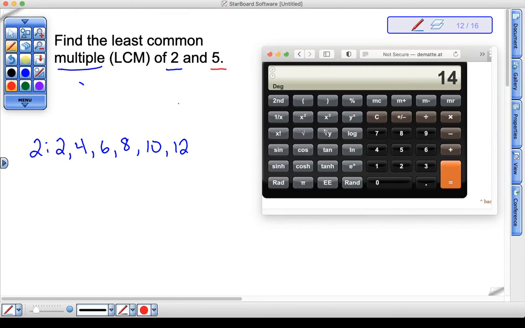So I'm going to work with 5 now, and I'm going to do the same thing. If I take 5, start there, and if I double it, I now have 10. And if I add another 5 to that, I'll get 15. And if I add another 5 to that, I will get 20. And I can keep going on and on if I want. I'm looking now for the common multiples.